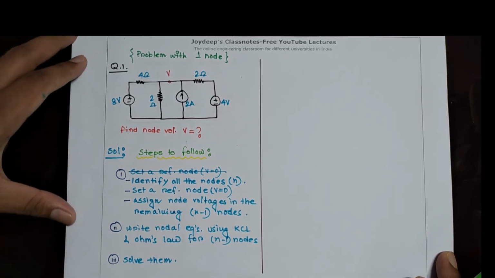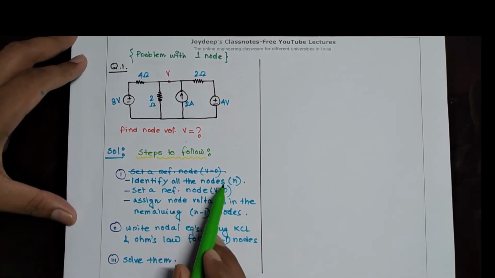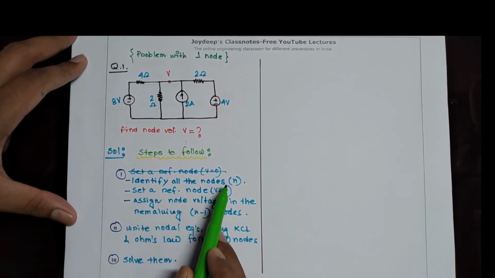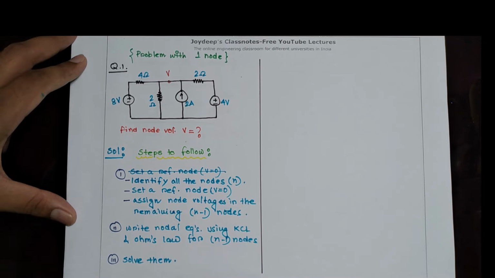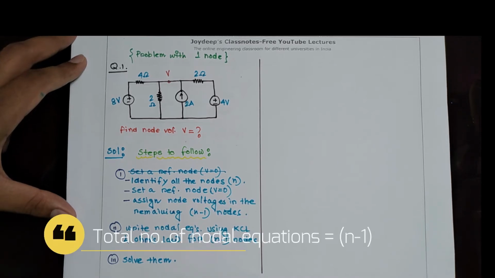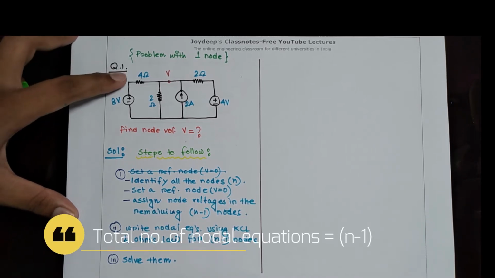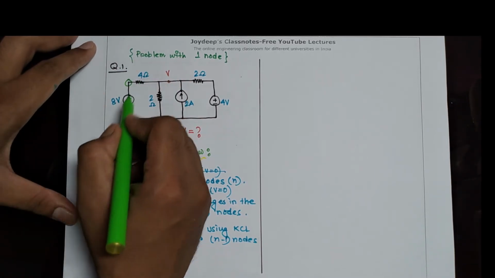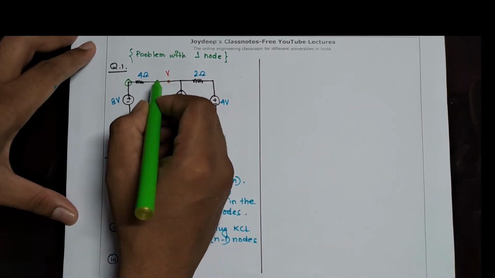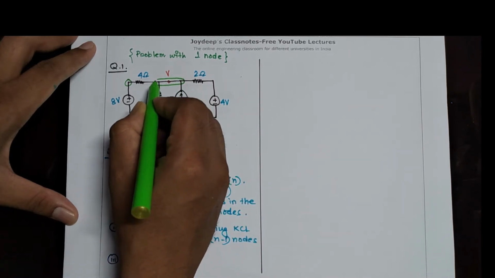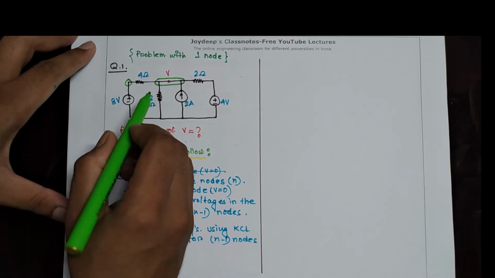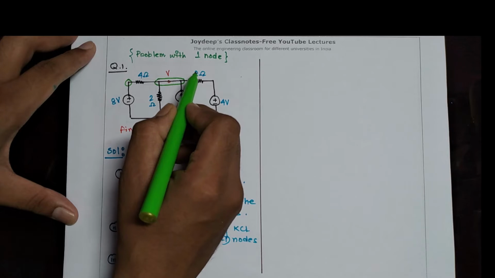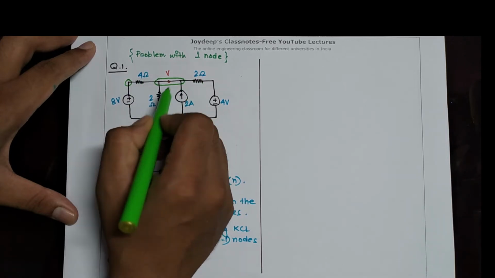Step number 1 says identify all the nodes. Total number of nodes is n. So identify all the nodes present. Let's identify the number of nodes. That's a node, because this is a branch. This can entirely be considered as a single node. How many branches are connected at this node? There is this branch, this branch, this branch, and this branch. So these 4 branches are connected at this node.